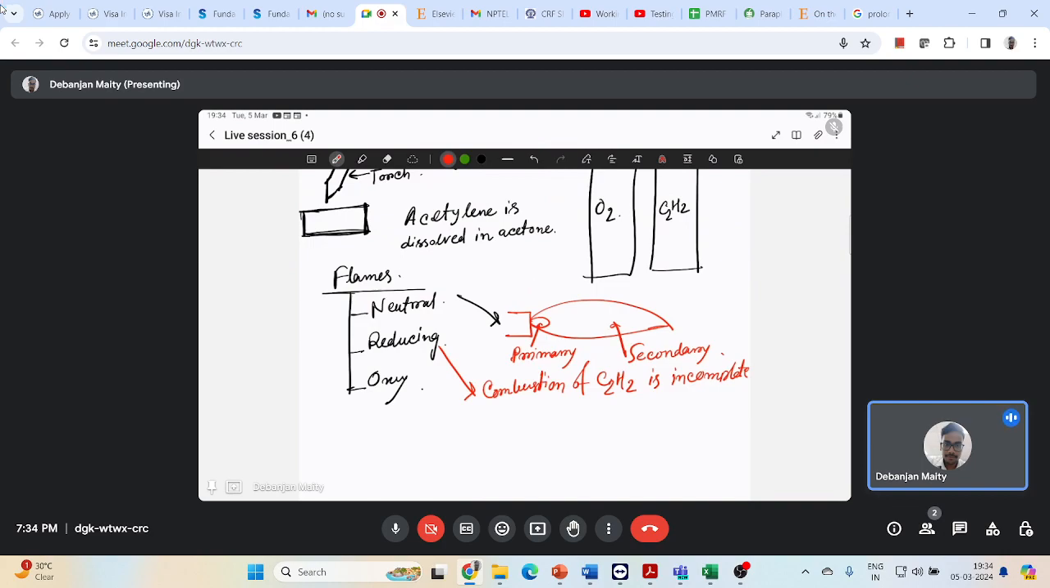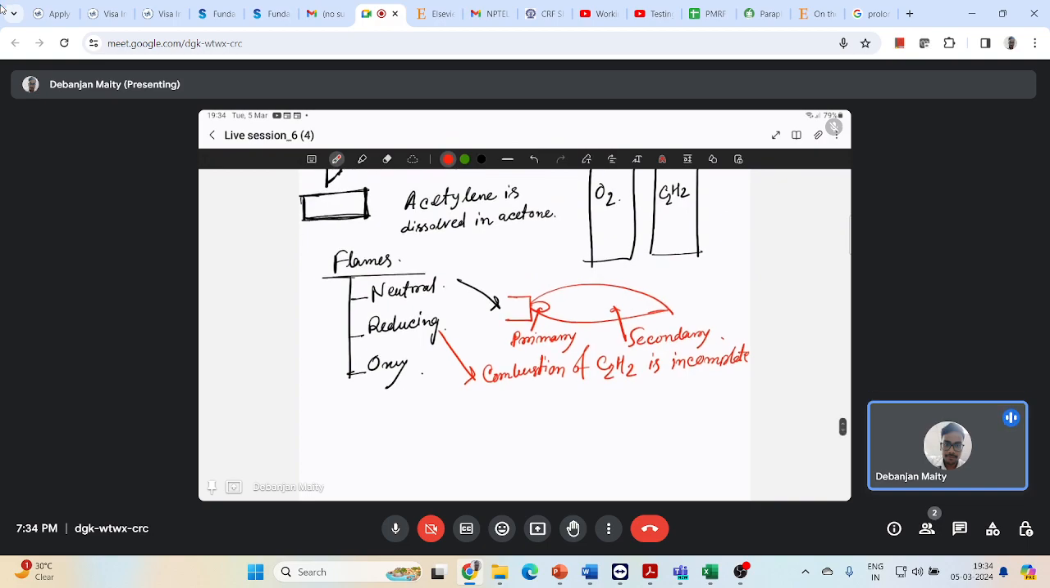I don't know if you have seen it or not, but I will be having this inner core, this outer envelope, and there will be some greenish kind of acetylene feather. We call it acetylene feather. So this is my reducing flame, right?